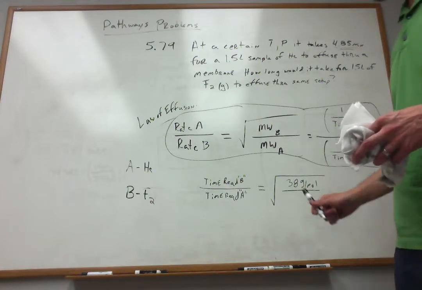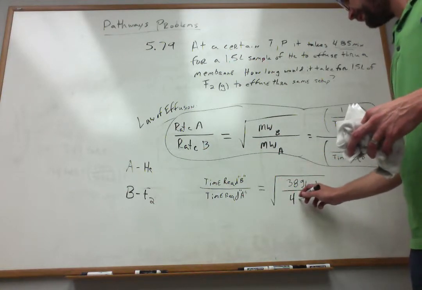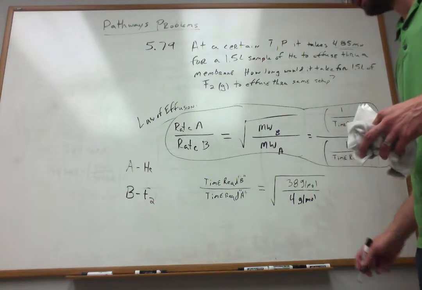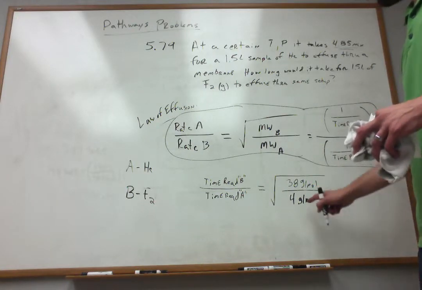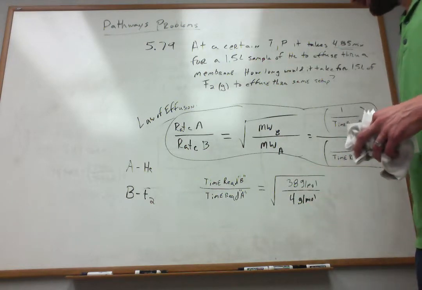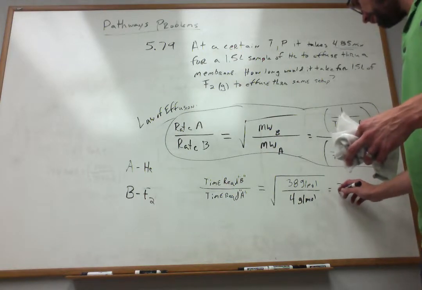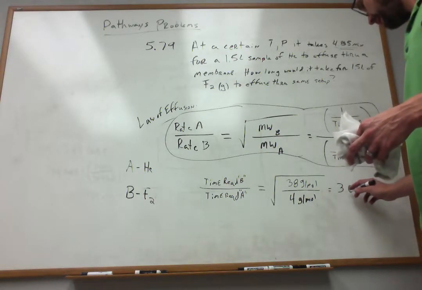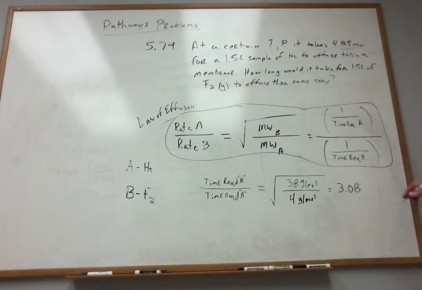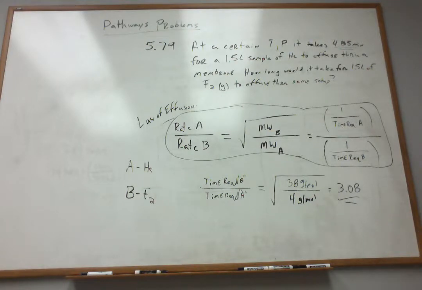Now in the denominator is the molar mass of gas A, which is helium. Helium is about 4 grams per mole. That's a monatomic noble gas, so F2 in the numerator, but it's He in the denominator. So I end up with 38 divided by 4. I need to take the square root of that, and if I do, I get 3.08. So this 3.08 then tells me the ratio of the time required for B divided by the time required for A.